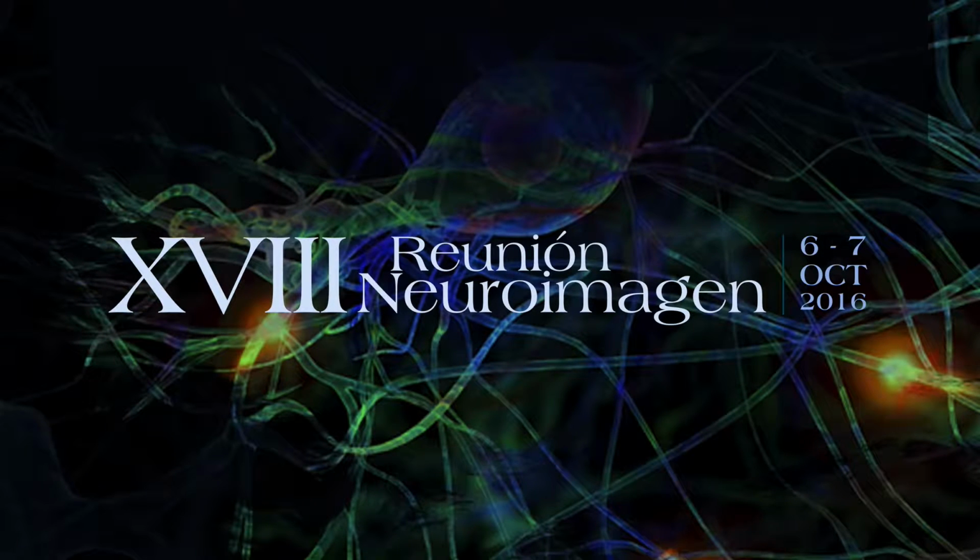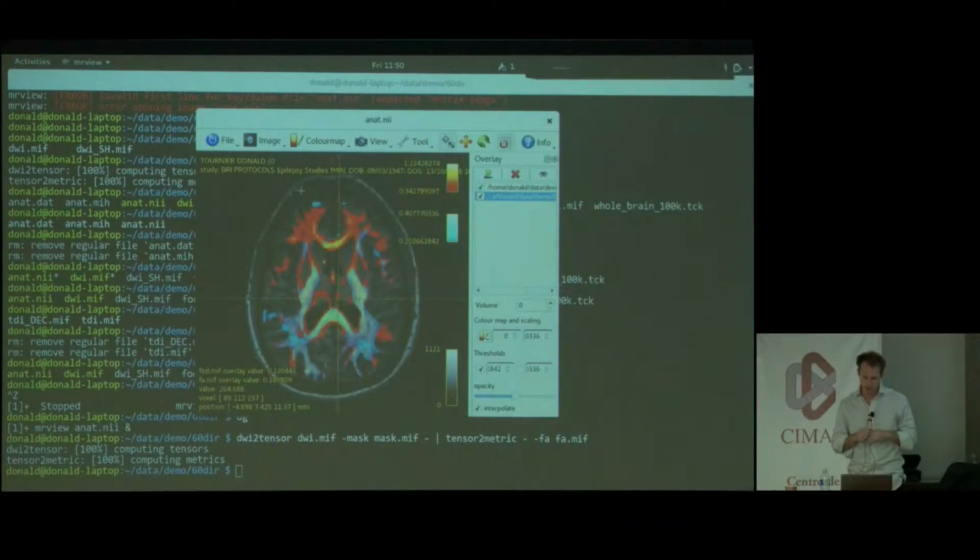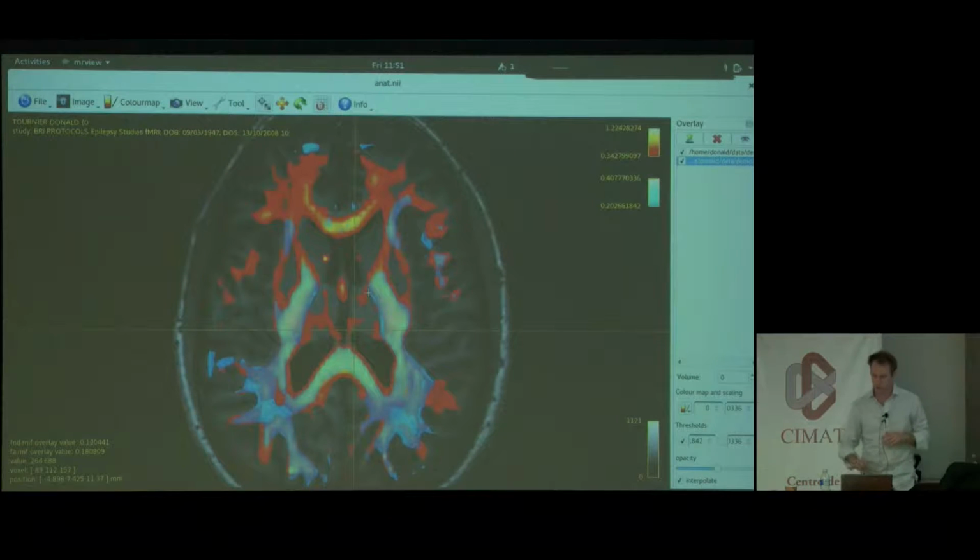I just thought I'd mention just a few things before we start looking at other people's data. The first one is, Alonso just told me that some people might be interested in using MRView for looking at fMRI data. I just thought I'd highlight the overlay tool, which you can use to look at things like that.